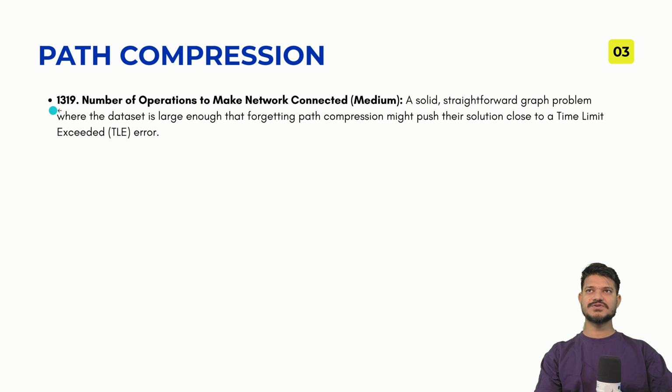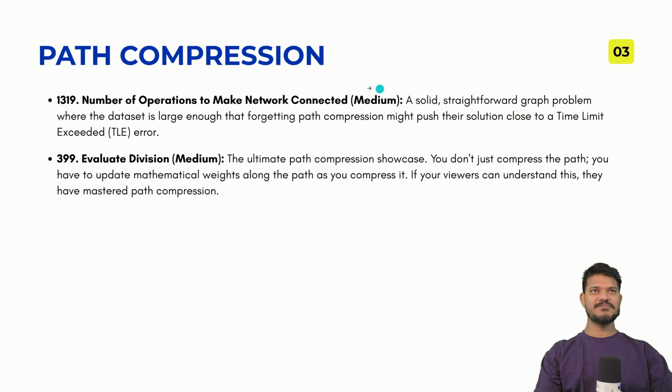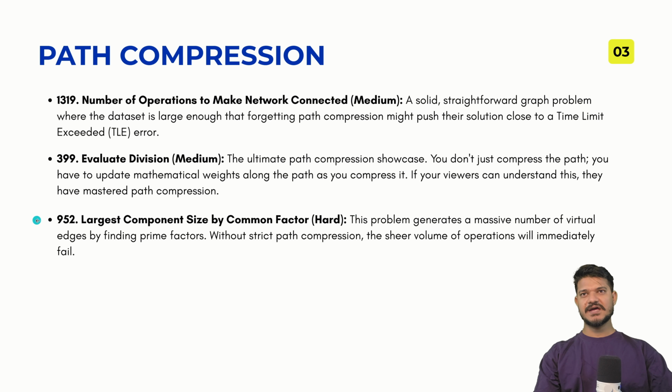So again, for path compression, you can solve LeetCode 1319 Number of Operations to Make Network Connected. Simple. Again, a medium level problem. LeetCode 399 Evaluate Division, medium level problem. And Largest Component Size by Common Factor, LeetCode 952, a hard problem. You see how we started from LeetCode medium and now we are moving to the LeetCode hard problems, and these are very easy problems to solve once you understand the DSU to the core, right?